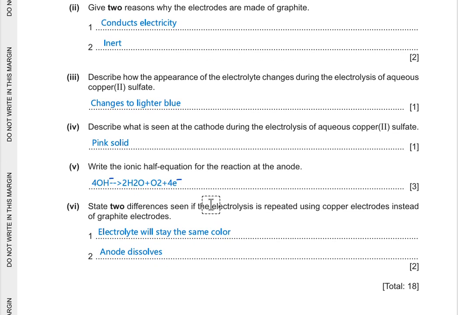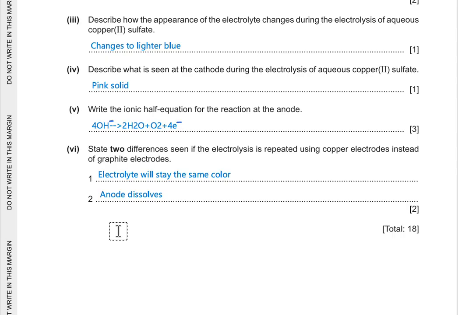Write the ionic half equation for the reaction at the anode. This is a very common question and it has the same answer. 4OH minus gives 2H2O plus O2 plus 4 electrons. State two differences seen if the electrolysis is repeated using copper electrodes instead of graphite electrodes. So the electrolyte will stay the same color because both the cathode and anode reactions counteract each other, and second of all, the anode dissolves.